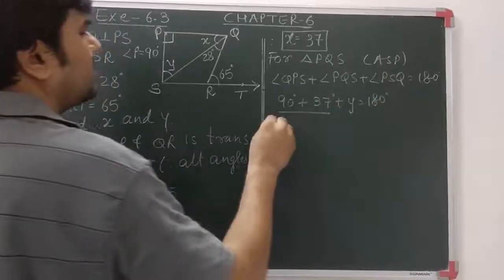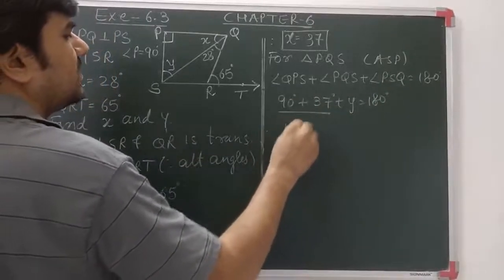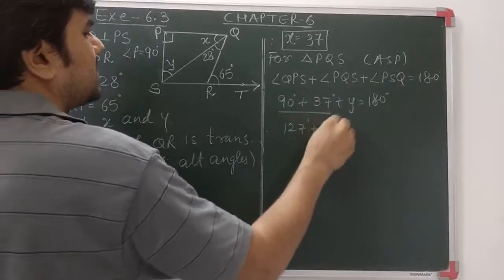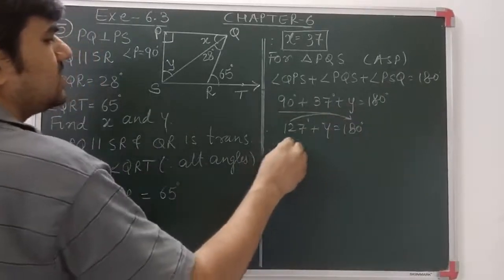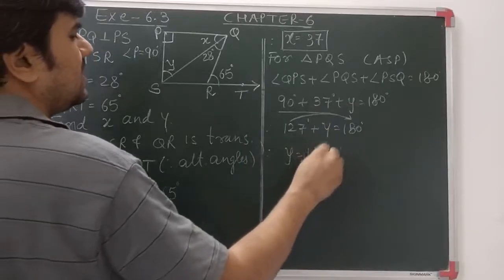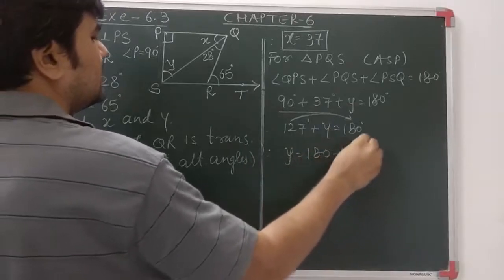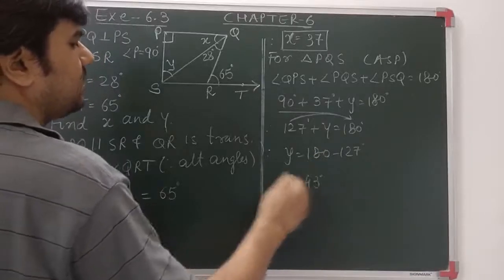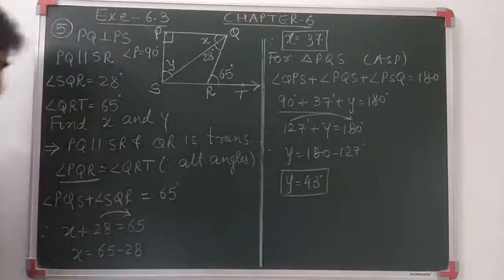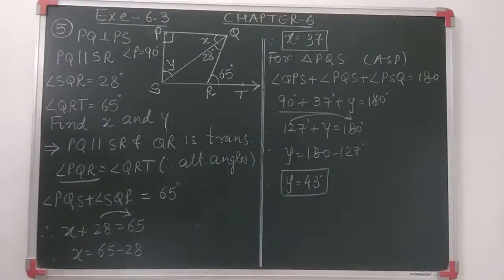Let us do the sum of these two. It's 127, which we will subtract from 180 to obtain Y. I'll take this to the right hand side. So the value of Y is 180 minus 127. So the value of Y we obtain is 43 degrees. So the values of X and Y are obtained.